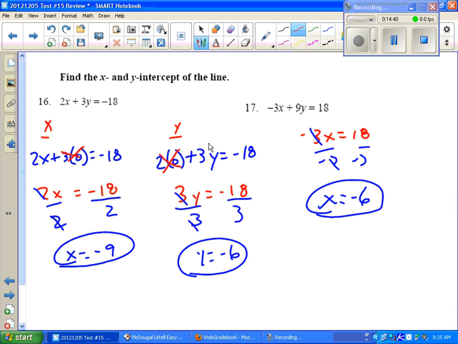Do the same thing, but plug in 0 in place of x, so you have 9y equals 18. Divide by 9 on both sides, and y-intercept is 2. So your x-intercept is negative 6, your y-intercept is 2. We'll continue the rest on video 2.